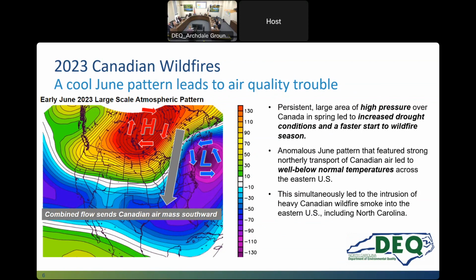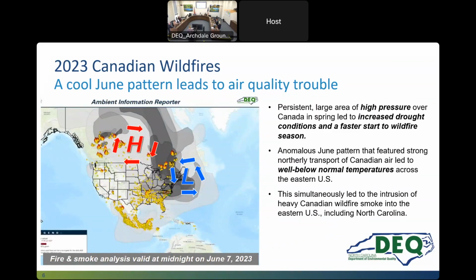Persistent high pressure led to hot, dry conditions and drought, and that contributed to an early start to Canada's wildfire season. The clockwise rotation around the high and the counterclockwise rotation around the low funneled cool Canadian air down over the East Coast, and it also funneled smoke, a lot of smoke.